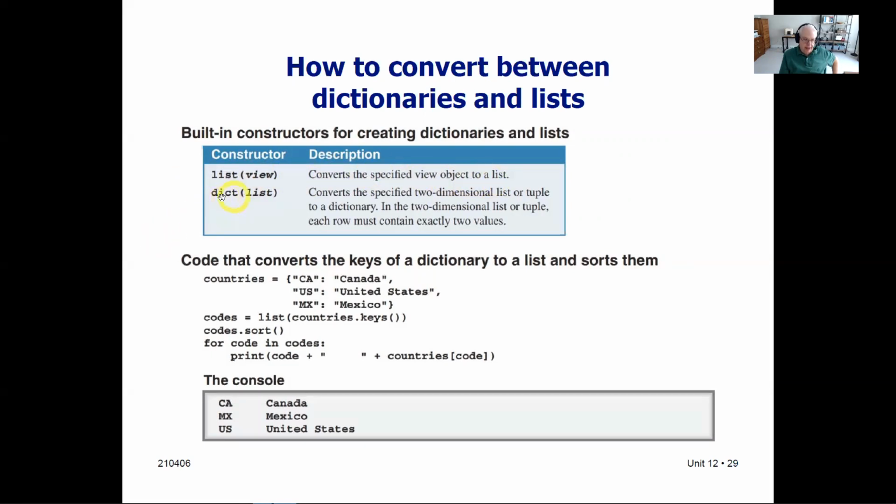Now, the dict constructor will work on a list and convert it back to a dictionary. The thing about this is that the list has to be a perfect 2-dimensional list or a tuple, or it's not going to work. So it has to be a 1-for-1. You know, there has to be a complete list in both columns.